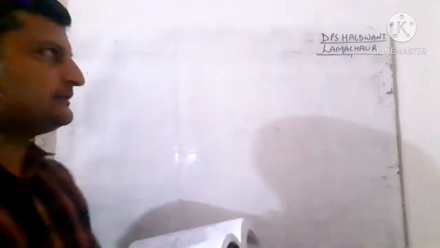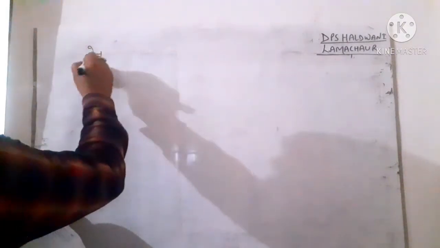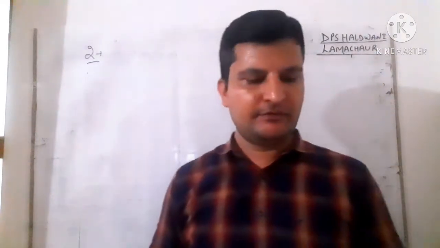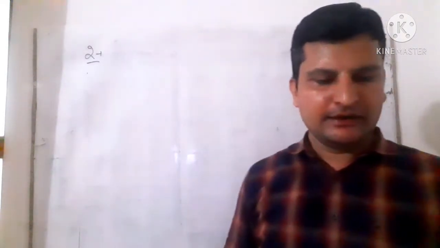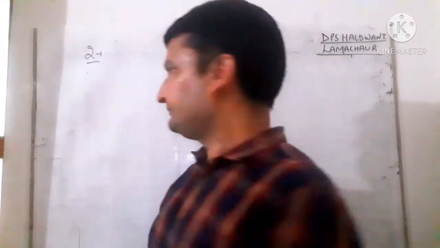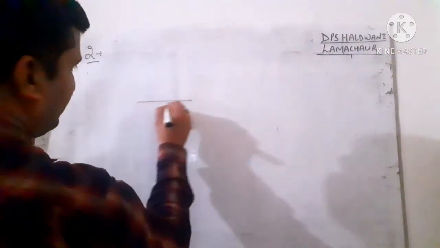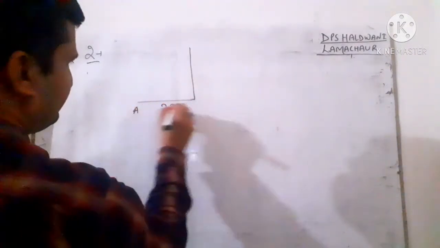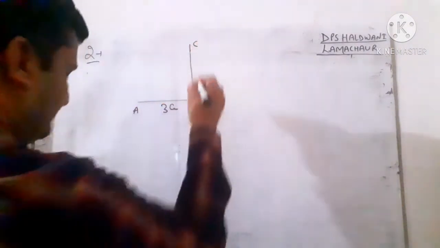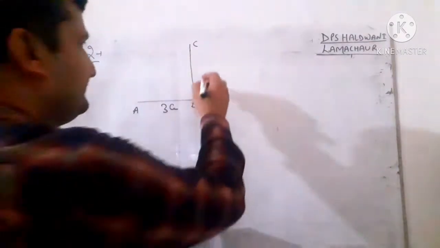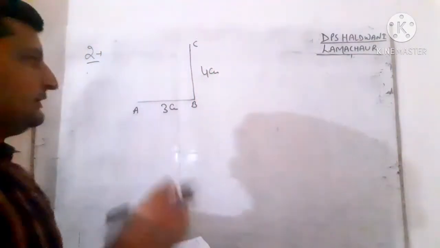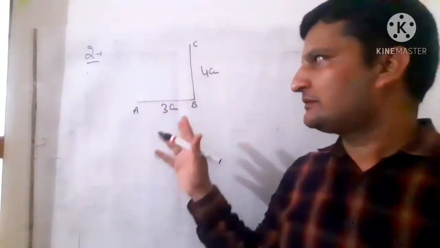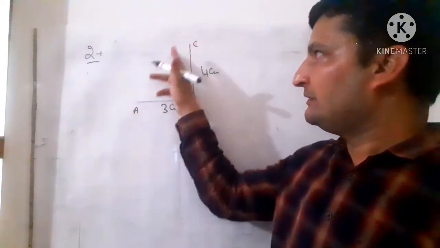Now the second question is, student, the same as question number 1, but we are solving it here. The second question is to find the area of a quadrilateral ABCD, in which AB is equal to 3 and BC is equal to 4 centimeter. This is given. We know that the hypotenuse square is the base square plus perpendicular square, so it will be 5 centimeter.